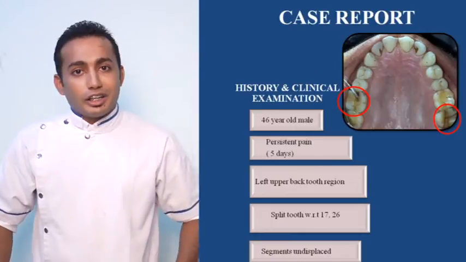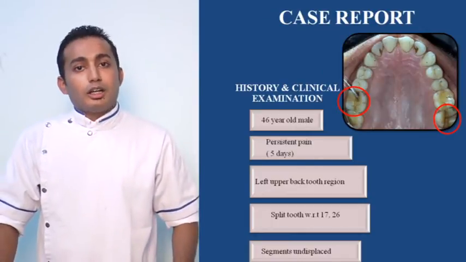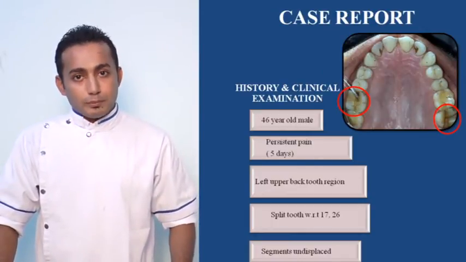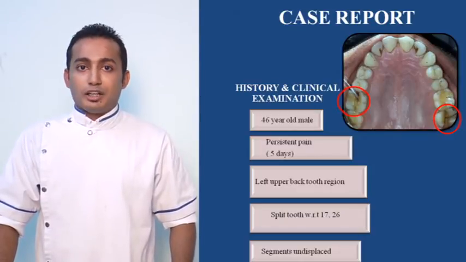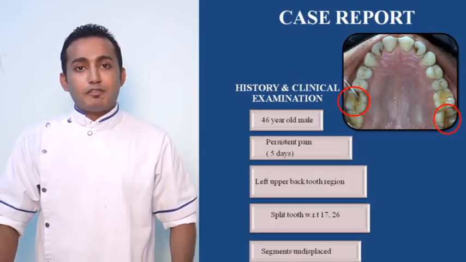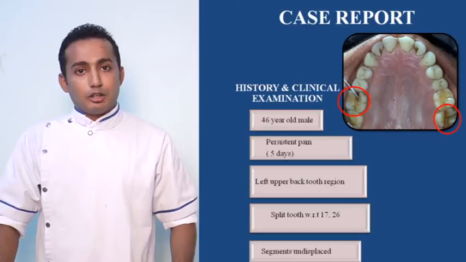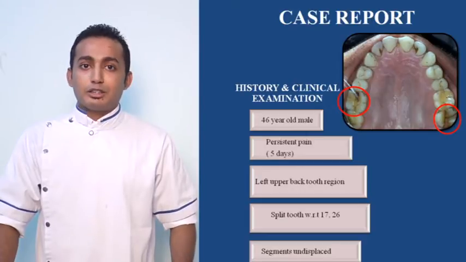I am continuing with the case report where the vertical fracture in a maxillary molar was managed conservatively. A 46-year-old patient reported to our department with the chief complaint of persistent pain in the left upper back tooth region since last 5 days. Clinical examination revealed vertical fracture involving the pulp with respect to 1.7 and 2.6, where the fractured segments were not displaced.